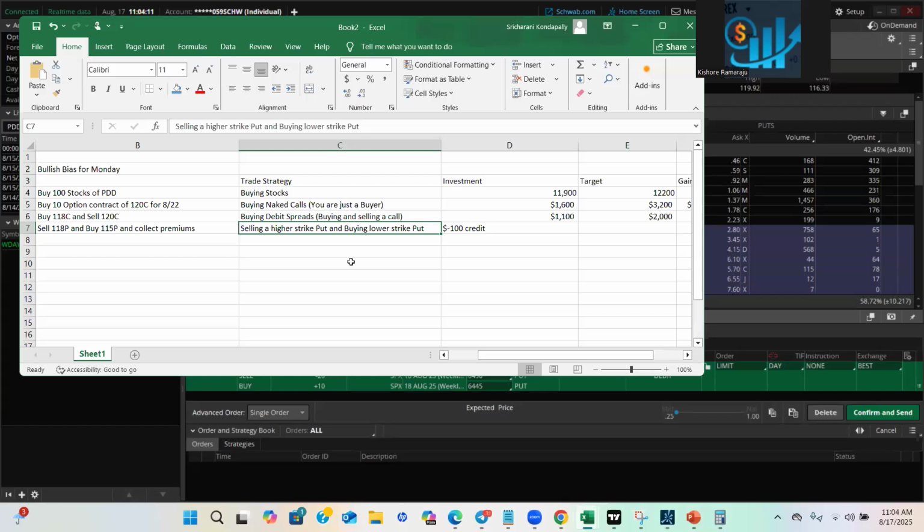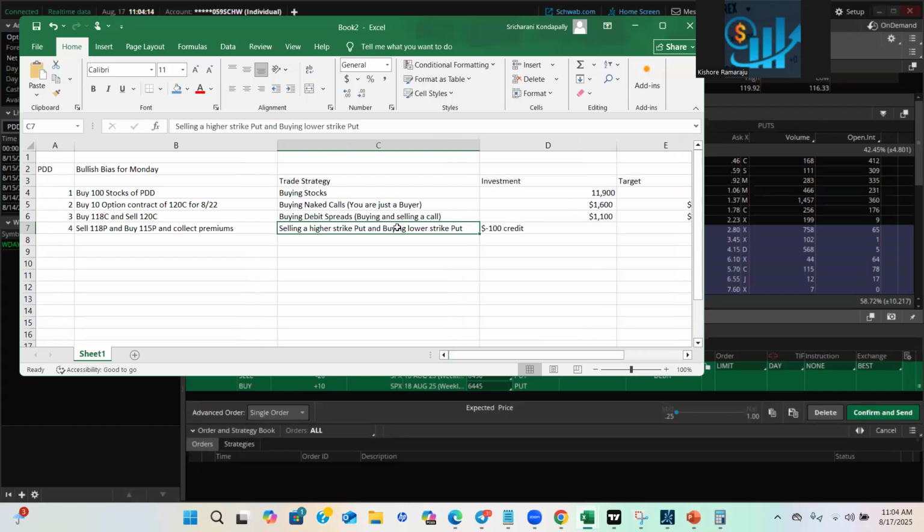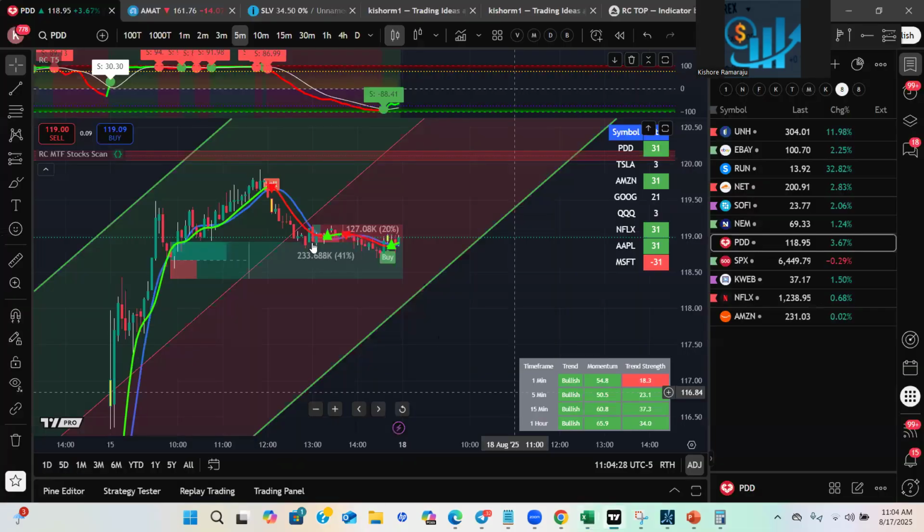You are like a seller. You are like an insurance company, right? You are selling an insurance policy to the person, telling him that okay, if PDD goes below 118, I'll buy it from you at 118. You are telling him that because you have a tool which is telling you it is very bullish. You are confident that this PDD will stay above 118. But that person doesn't know that this is bullish. He thinks that it may go down. So he is buying a put option, right? A put option means a put contract as an insurance policy.